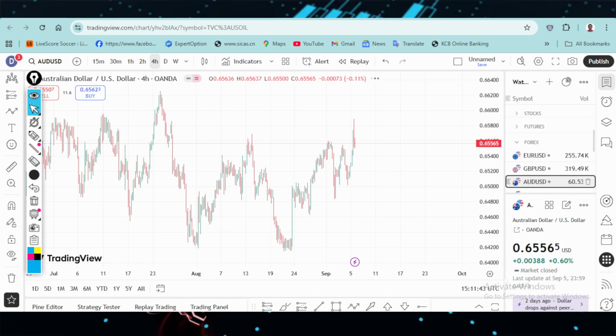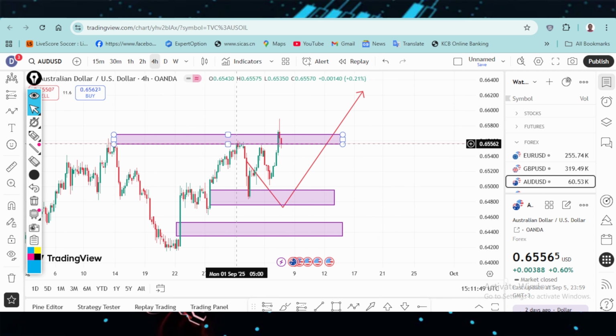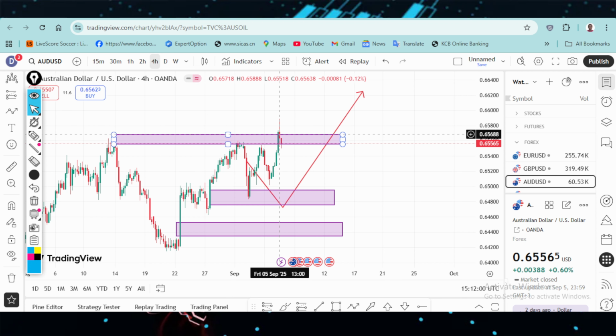Aussie dollar fantastically did what we said last time. You see this box is what we said last time. The market will come, hit the box, and then move to the upside. I was expecting it to break this high, which is the liquidity, where liquidity rests here, but it made a liquidity grab and came back down.